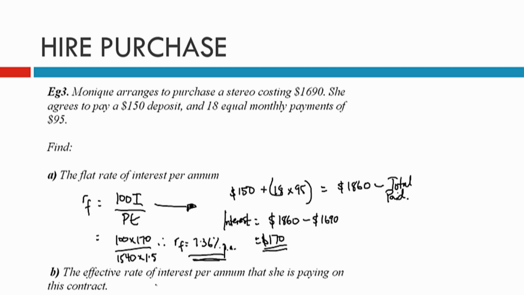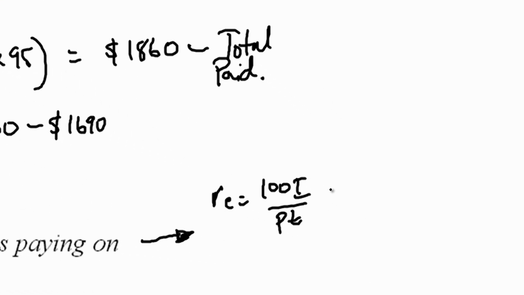Part B says the effective rate of interest. We're going to do it on the side. Okay, the effective rate of interest per annum that she is paying on this contract. Now the effective interest rate is the formula that we just worked out, so we'll just write it again, times 2n divided by n plus 1. Now we won't put the n plus 1 in brackets, there's no need because it's just in the denominator.